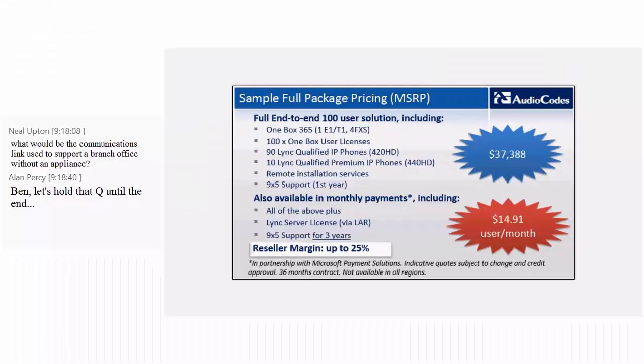We added 90 qualified phones, our low-end phone, and then 10 executive phones. I added remote installation service and 9x5 support for 1 year. Total cost actually came out to $37,000. It's an MSRP. There's another option to do it as a monthly fee using the Microsoft payment solution, where you get the Link server license via the LAR, and it comes to $15 per user per month. So there are a couple of options to do that.